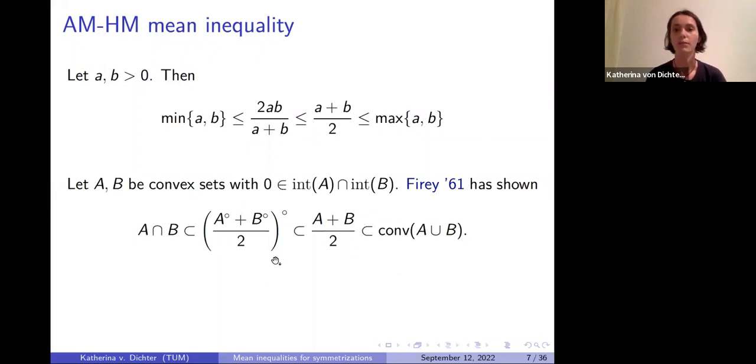a chain of inequalities where A intersected with B is the minimum of A and B. Maximum corresponds to the convex hull. Then (A plus B) over 2 corresponds to the arithmetic mean of A and B. And this term, the one that is left, is the harmonic mean of the convex sets A and B. We know that the mean inequality for numbers is best possible. What about the one of Führer? Is this inequality, this containment, best possible, or can it be improved?